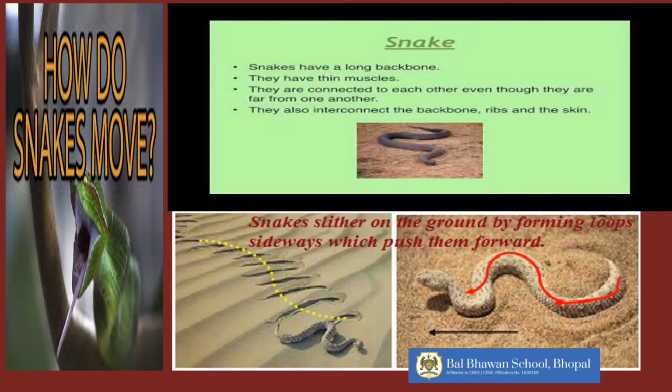Now, during locomotion, snakes make many loops at the side. Now, the thrust of the loop against the ground helps in the forward movement of the snake. Remember one thing children, snakes never move in a straight line. As you can see in this picture also, they always move by forming loops sideways.